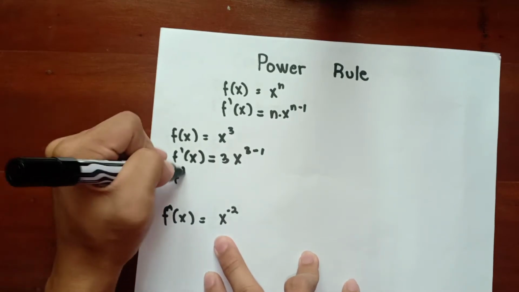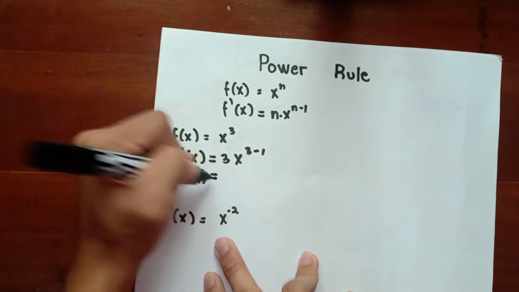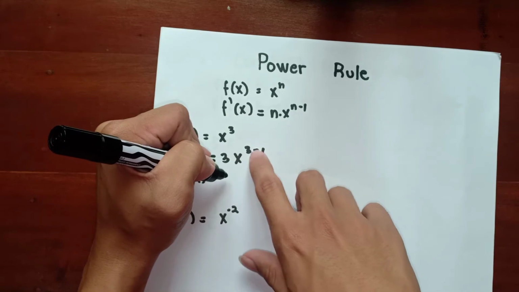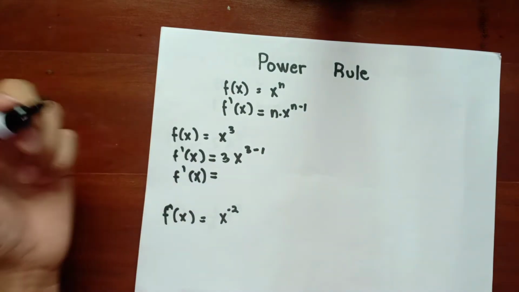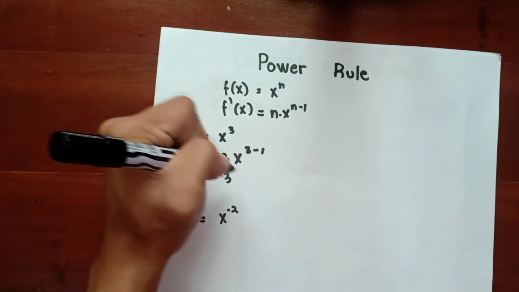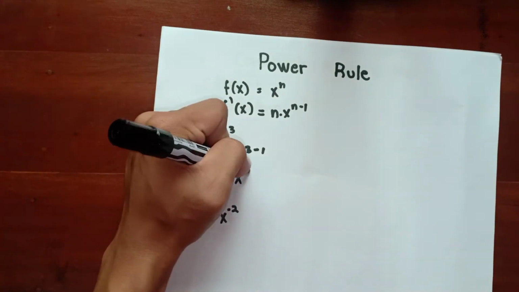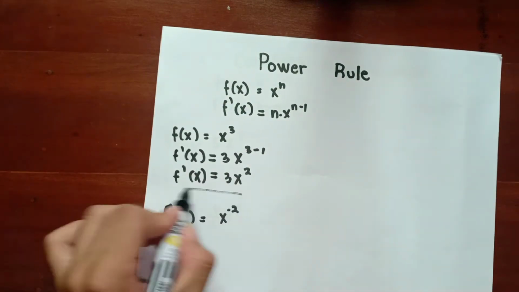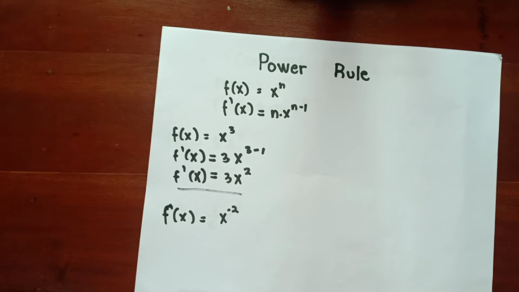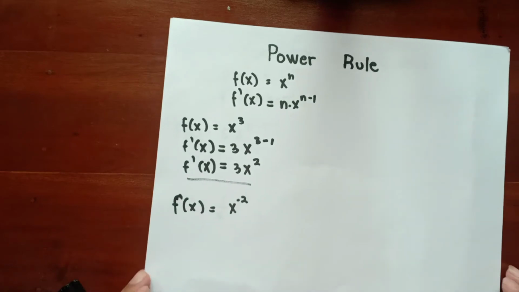So the third step is you're gonna subtract 3 by 1. So you're gonna have 3x squared. So that's the derivative of f of x is equal to x raised to cube.